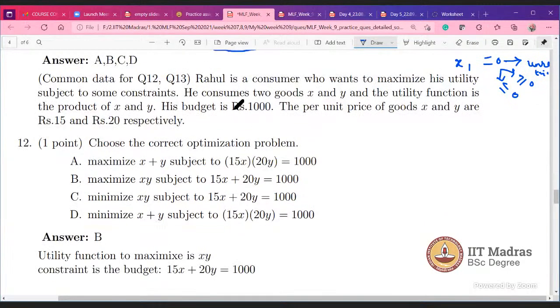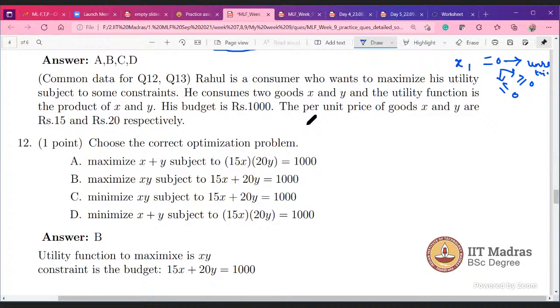So this is a problem related to the objective function. Okay. Can we read it? Rahul is a consumer who wants to maximize his utility subject to some constraints. He consumes two goods, X and Y. The utility function is the product of the goods, so that is X into Y, and that is going to be his objective function. His budget is only ₹1,000. The per unit price of good X is 15 and Y is 20. So we just have to choose the optimization.